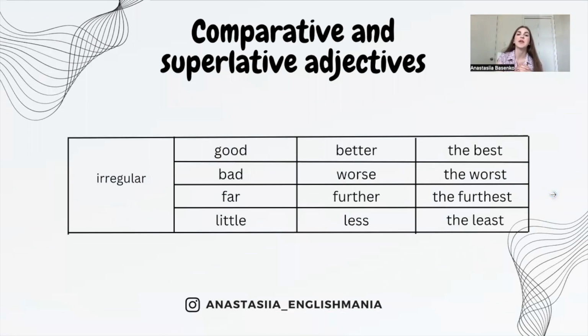And of course, we have some irregular adjectives, as we do with nouns and verbs, that have their own forms. Good, better, the best. Bad, worse, the worst. Far, further, the furthest. Little, less, the least. And we need just to drill them, learn, memorize and use them.